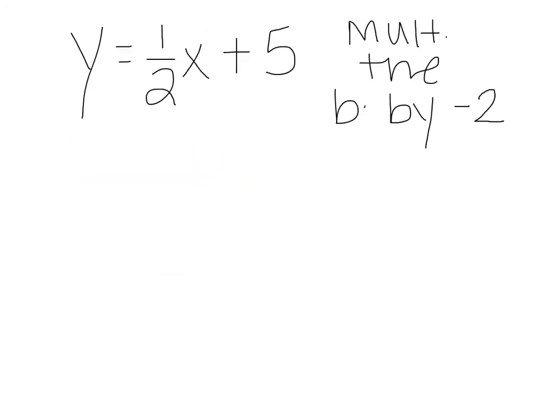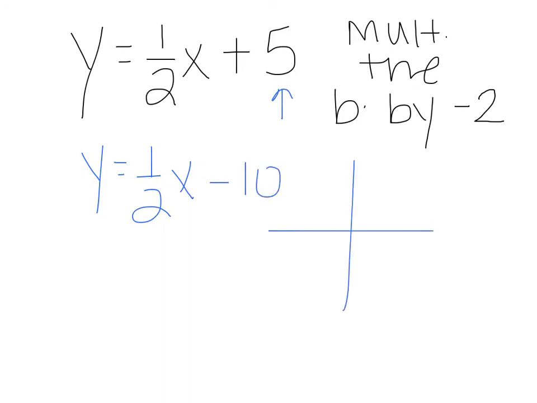Okay, what would happen if I multiply the b by -2? That would change my graph to be y equals, m stays the same. If I multiply b by -2, I'd get a -10. So my first one started at +5. My second graph started at -10. So that translated down 15 units. So remember, when we're talking about parameter changes, m changes the direction and the steepness, b changes your starting point.